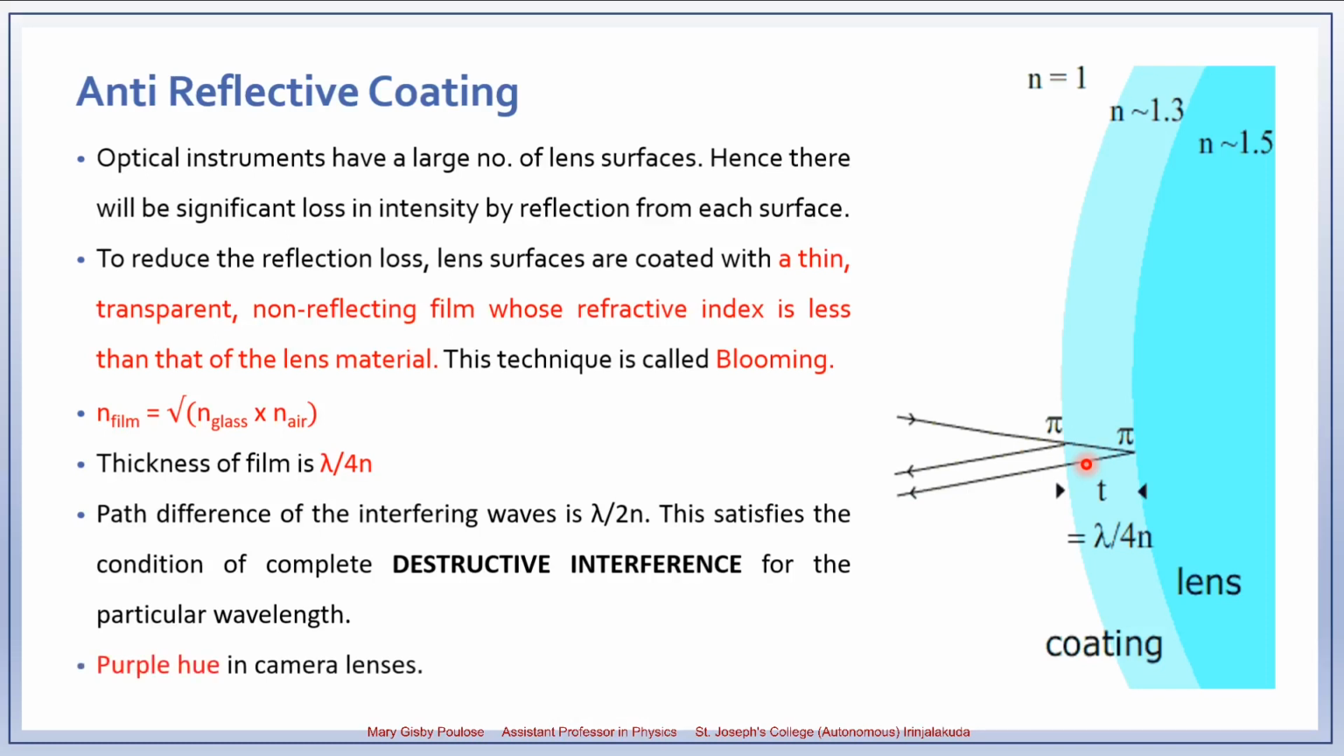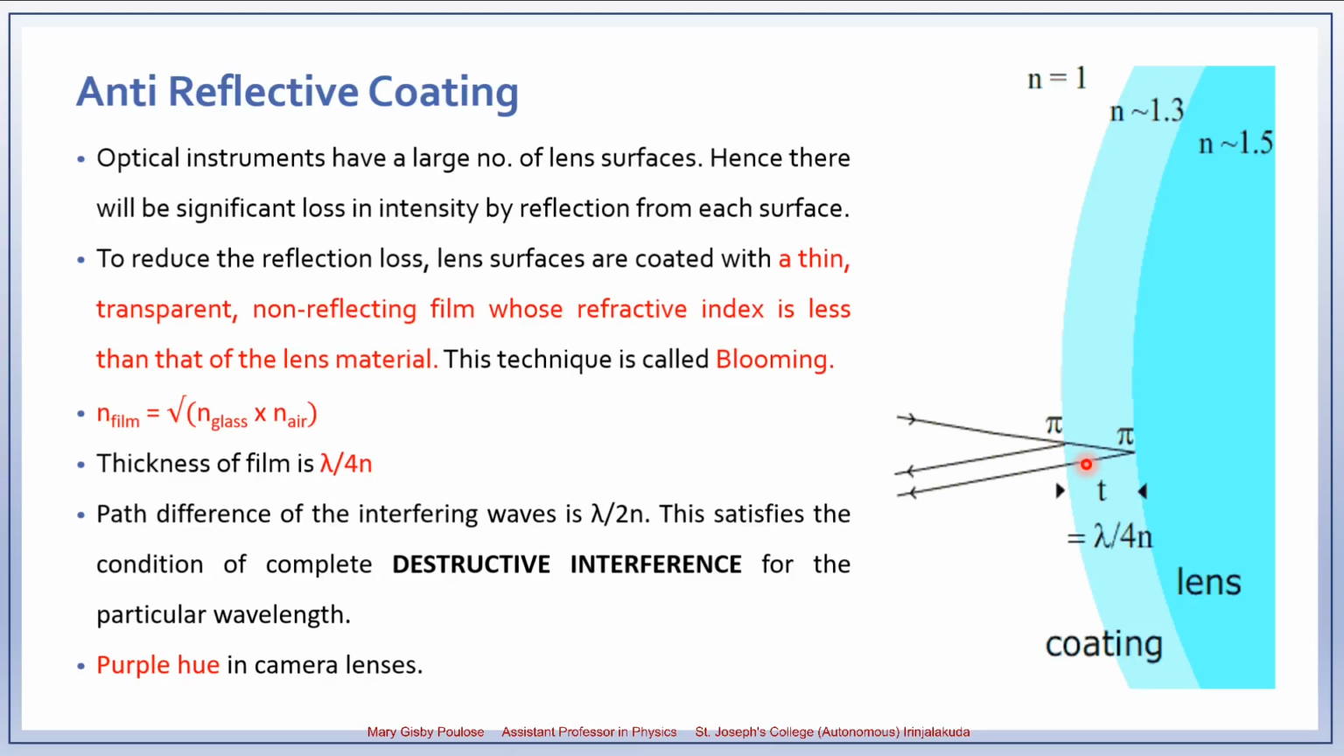The wavelength that we usually select is the wavelength that is most sensitive for our eyes. For human eyes, the wavelengths that are most sensitive are green and yellow. So in these ranges of wavelengths, we need the light to pass completely and reach the detector. So here, the reflection loss can be reduced for particular wavelengths of green and yellow, but the remaining wavelengths may suffer reflection losses.